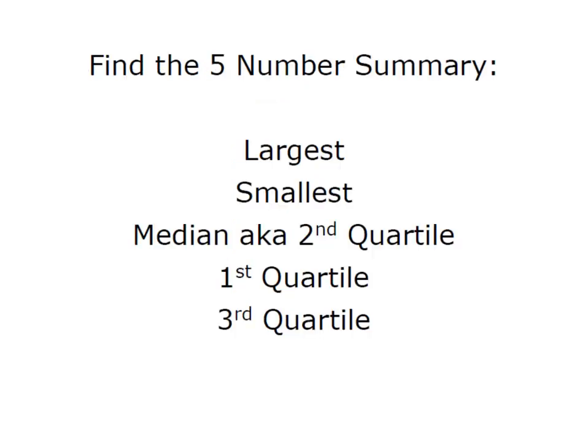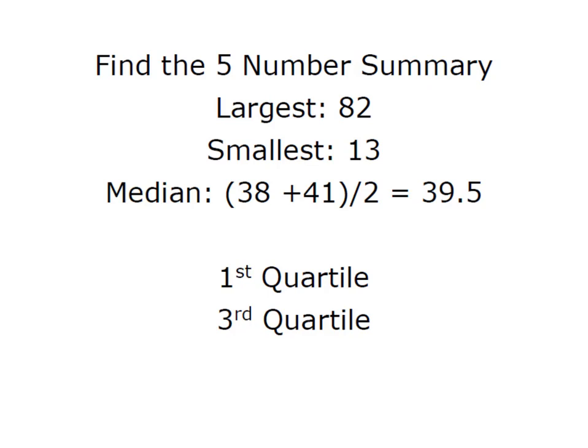The first thing we're going to need to create our box plot is this 5-number summary. It's simply the largest, the smallest, the median, and then the first and third quartiles. I looked at my data and found that the largest value was 82 days. The smallest was 13. Now I had an even number of observations, so in order to find the median, I simply took the middle two values, added them together, and divided by 2, and that gives me my median, or Q2, equal to 39.5.